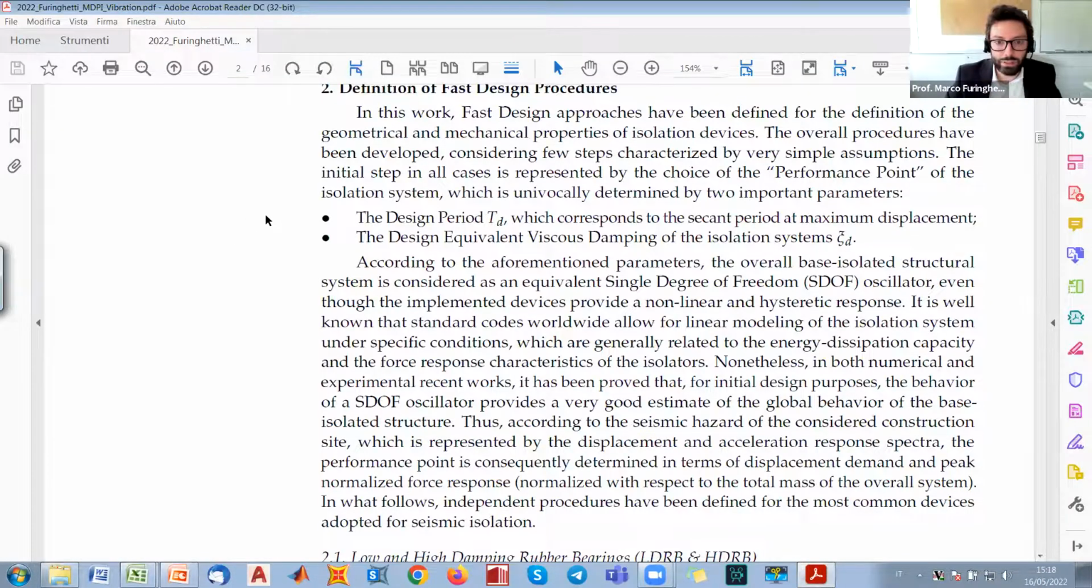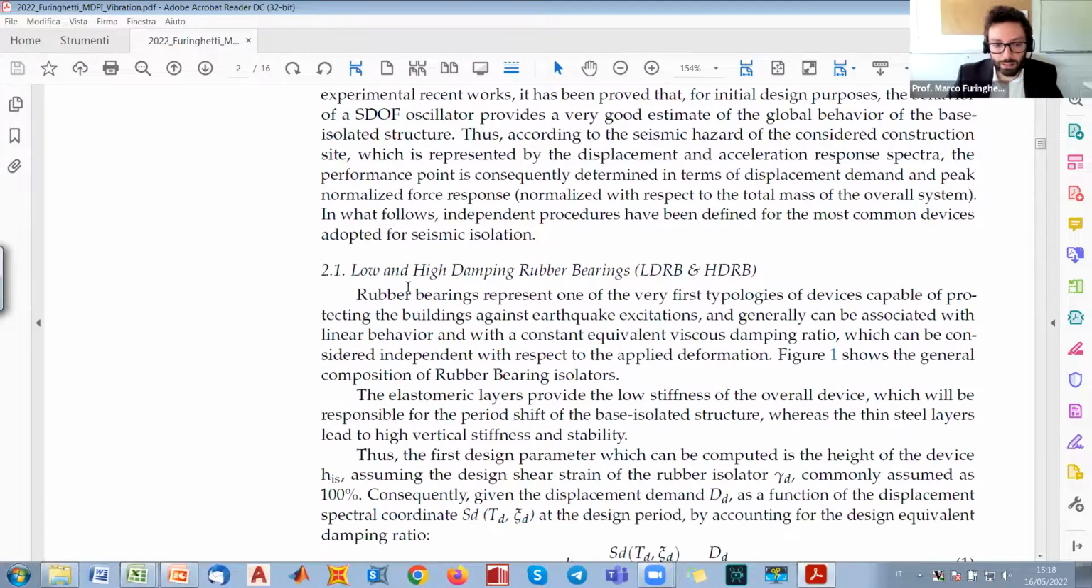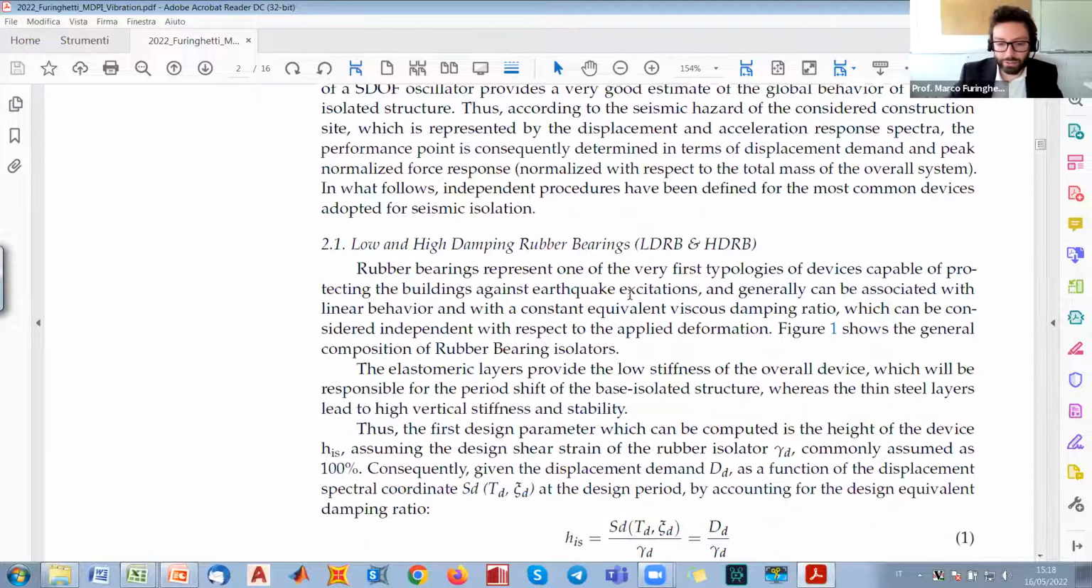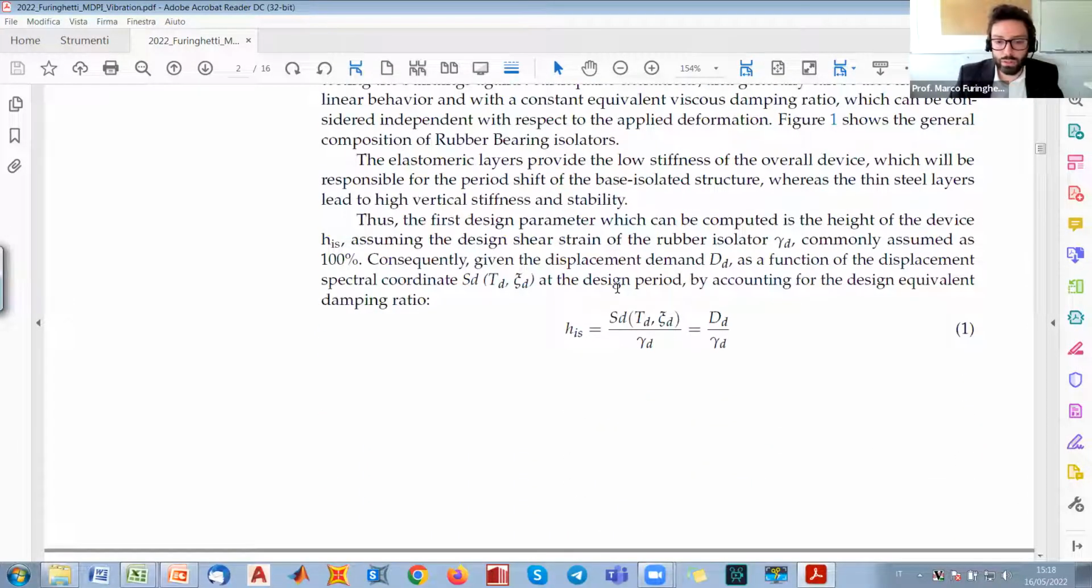And so let's go back to the definition of the low damping rubber bearings. The first characteristic for the single isolator is to compute the height of the device, and this is according to the definition of the maximum shear strain. Generally it is commonly assumed as 100%, as it is written here, but we can also have higher values.